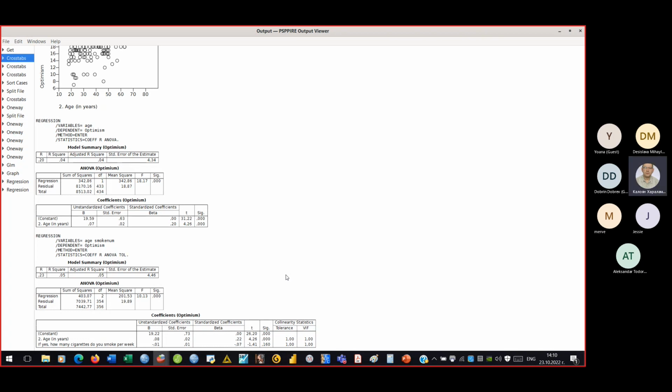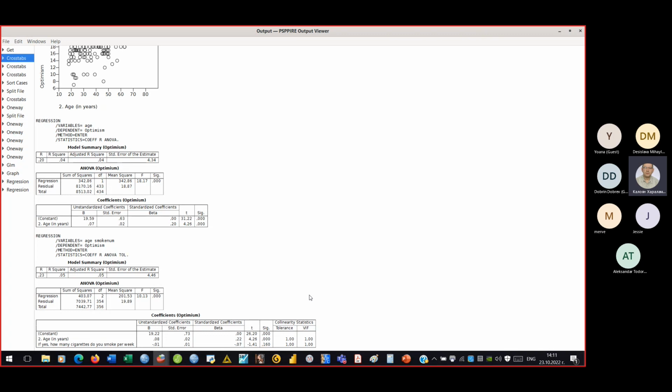And after that, I forgot to see the significance level, but the significance levels for both factors show that for the factor age, the significance level is smaller than 5%. So there is a relation between age and optimism. But for the factor cigarettes per week, the significance level is 16%, which is larger than 5%.